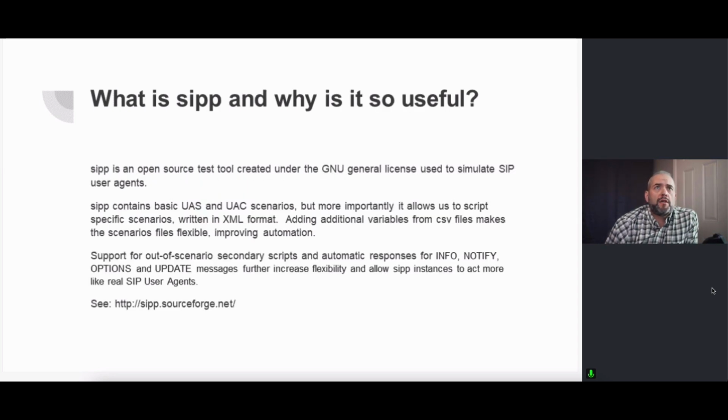So what is sipp, and why is it so useful for this? sipp is an open source test tool created under the GNU General Public License, and it's used to simulate SIP user agents. sipp contains basic UAS and UAC scenarios. But more importantly, it allows us to script specific scenarios, which are written in an XML format. Adding additional variables from CSV files makes these scenarios more flexible, which improves automation. Support for out-of-scenario secondary scripts and automatic responses for INFO, NOTIFY, OPTIONS, and UPDATE messages further increases that flexibility, and it allows our sipp instances to act more like real SIP user agents.